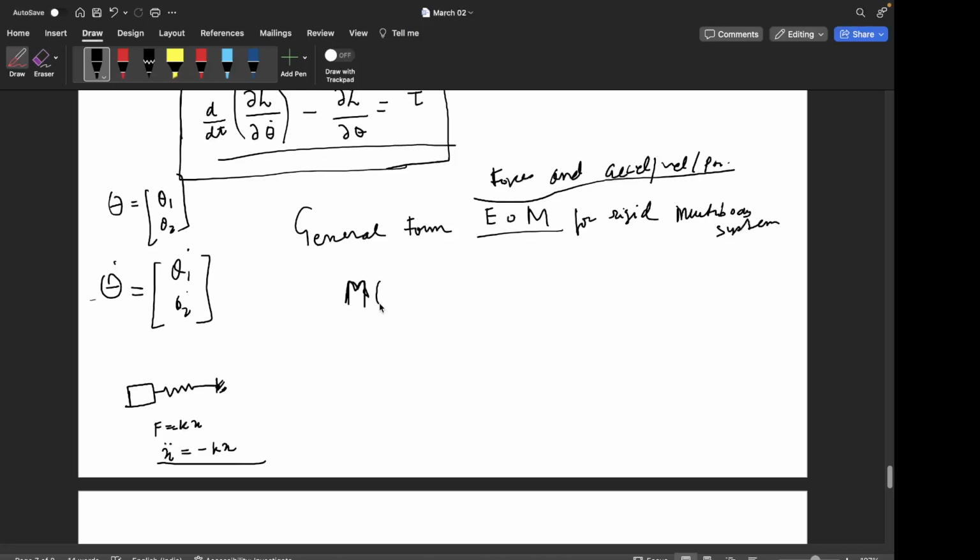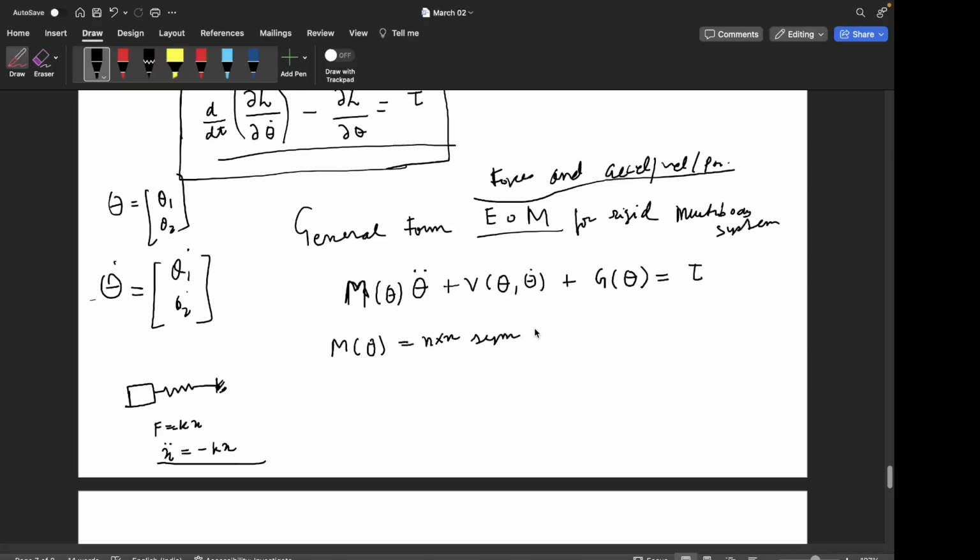So for manipulators, from both these methods and with some restructuring or simplification, the final equations come out to be like this. There is a matrix multiplied to the joint accelerations, plus there is a vector which is dependent on joint angles and joint velocities, and there is another group of terms, right? And this is equal to the joint torques.